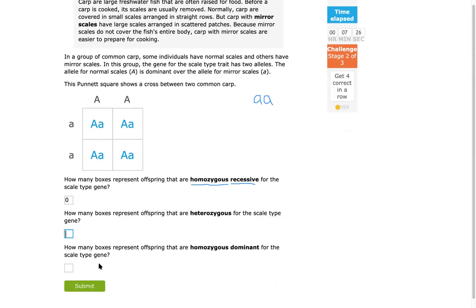How many boxes represent heterozygous? Notice that they don't say dominant or recessive because heterozygous is going to be the two letters mixed together, which is automatically dominant. This is heterozygous, two different types of letters together. How many heterozygous do we have? Brianna Johnson says four. Awesome. All right.